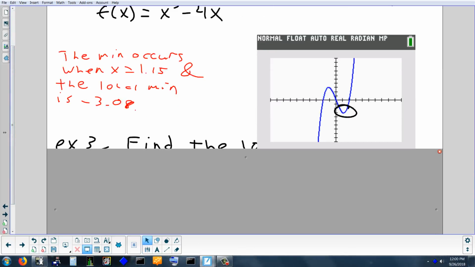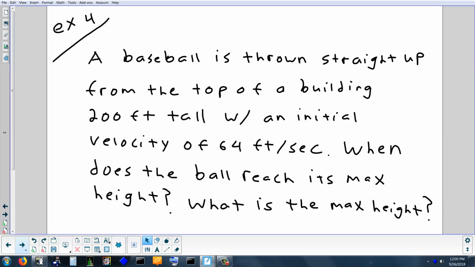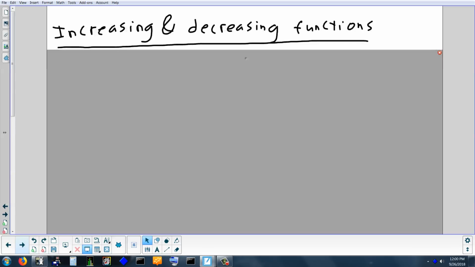I'm not going to do the local max. It's exactly the same idea. Just second calc maximum. Not worry about that one.